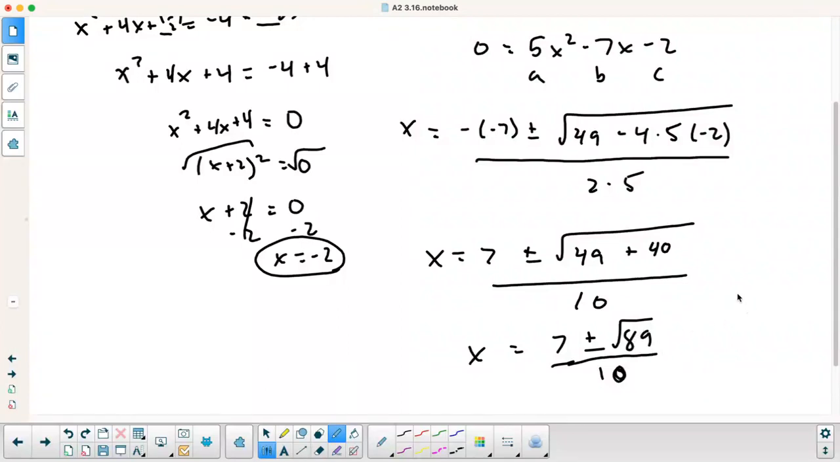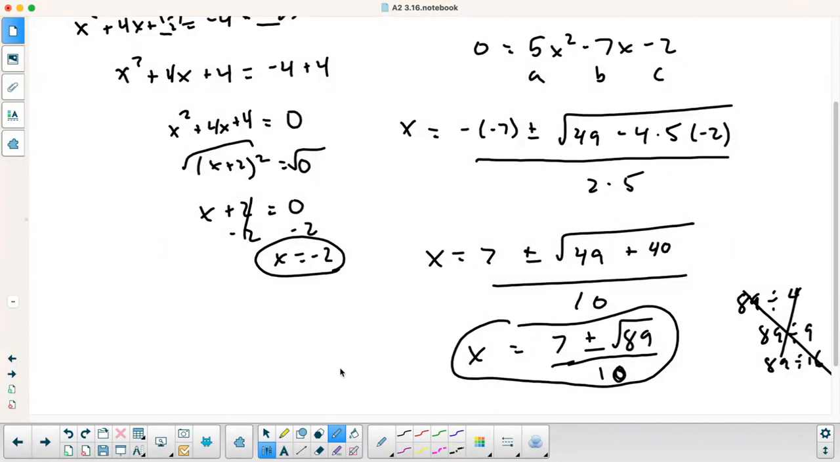If you weren't sure, you could just take 89 on your calculator and divide by 4, divide by 9. Keep going through all your perfect squares. And if it goes in evenly, then you know you can square root the perfect square and pull it out. So yeah, I think that's the final answer. You might see it split up like this, 7 over 10. Either way is fine.